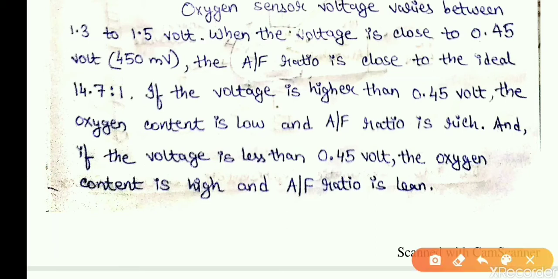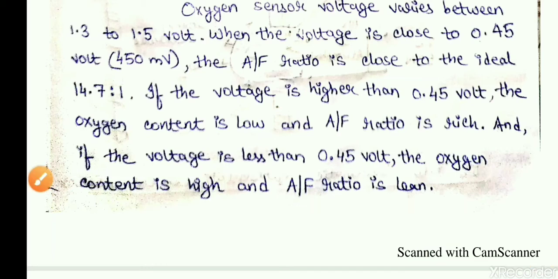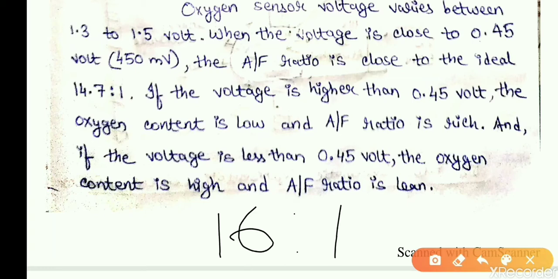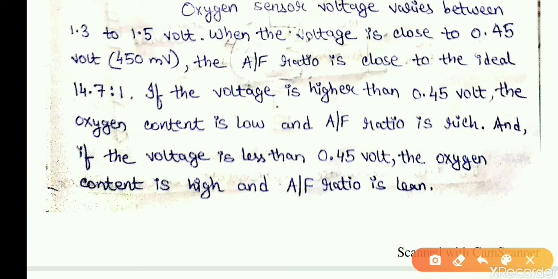Okay, and next says, if the voltage is less than 0.45 volt, the oxygen content is high and the air fuel ratio is high. That means the approximate air fuel ratio must be 16:1. That means this is the fuel particle, and this is the oxygen particle or the air particle. Okay, so at that time the voltage must be less than 0.45. So these are the three voltages that are produced by the oxygen sensor.